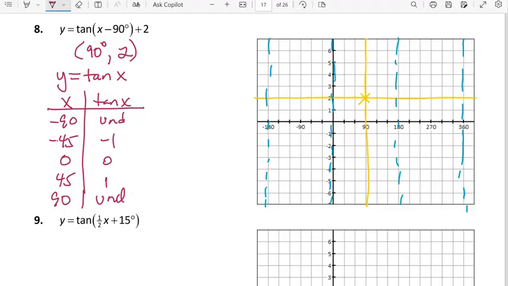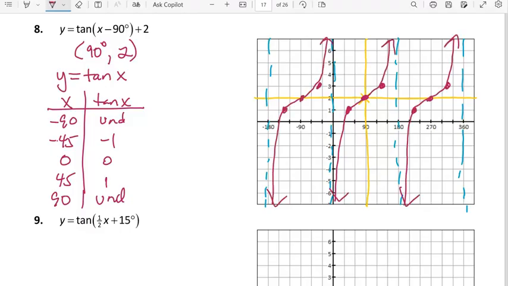So 45 degrees to the left of the new origin and 1 down from the new origin. 0 degrees to the left and 0 up. 45 to the right and 1 up. And that's the graph of one cycle. And then we can sketch in the remaining cycles.